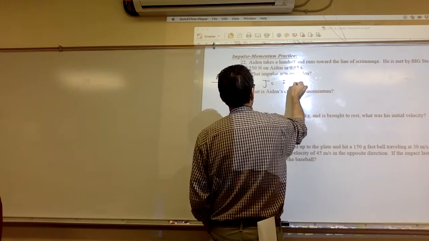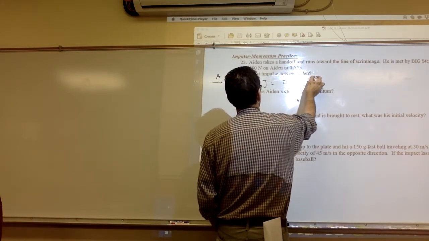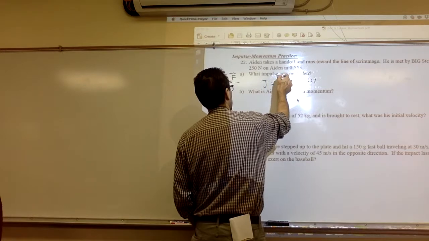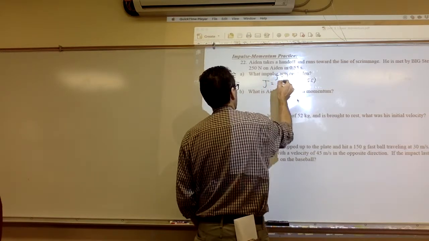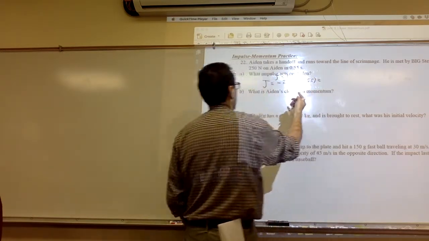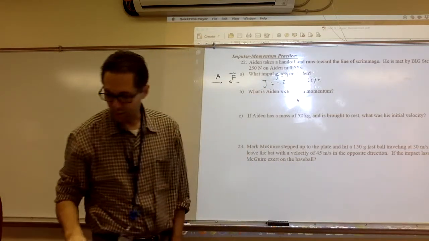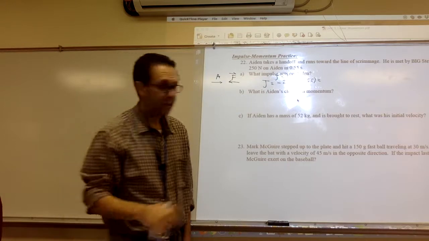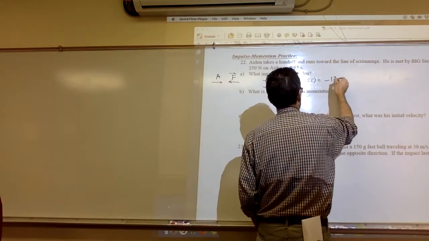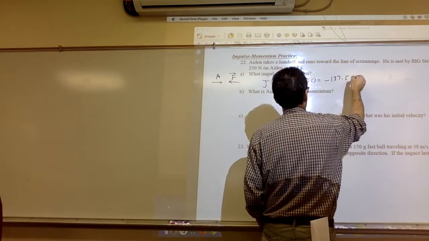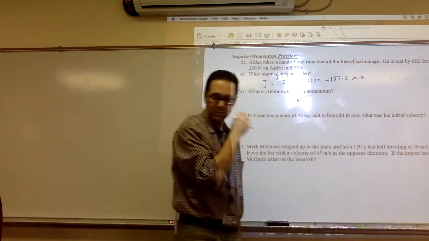So it's 250 times 0.55. In other words, I'm doing J equals Ft. But I have to throw a negative in there because the force is in the opposite direction Aiden is traveling. So if you do the math here, you should get negative 137.5 newtons times second.